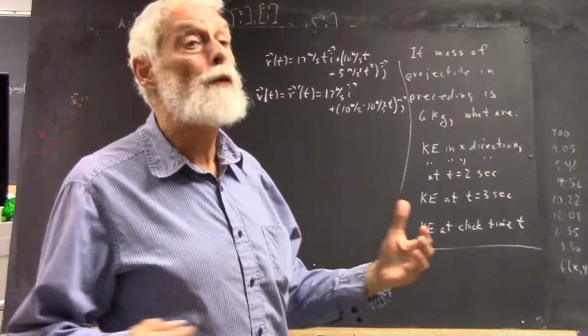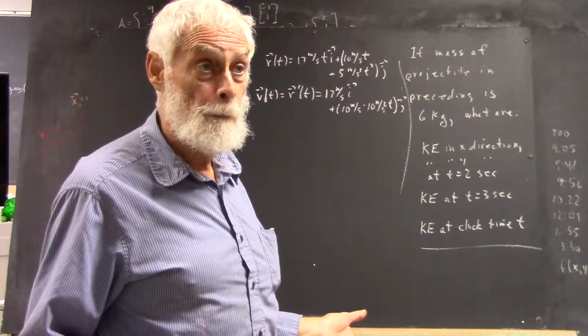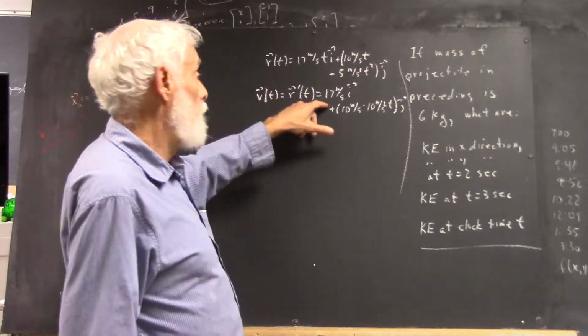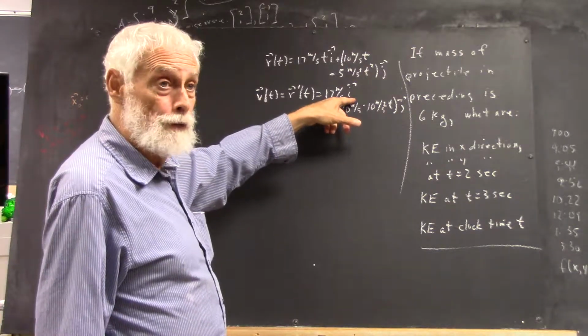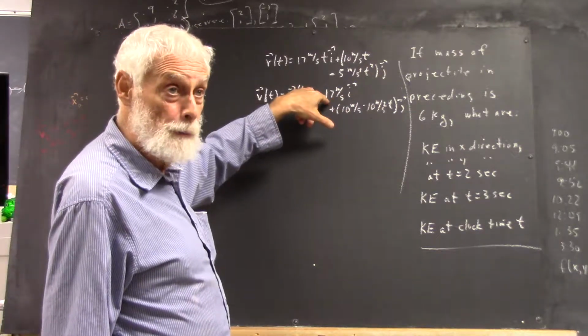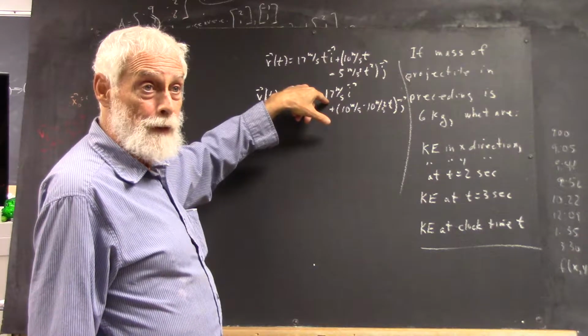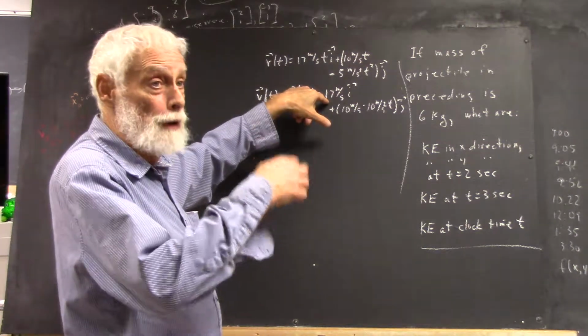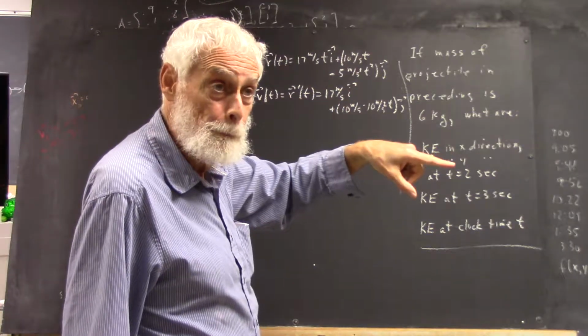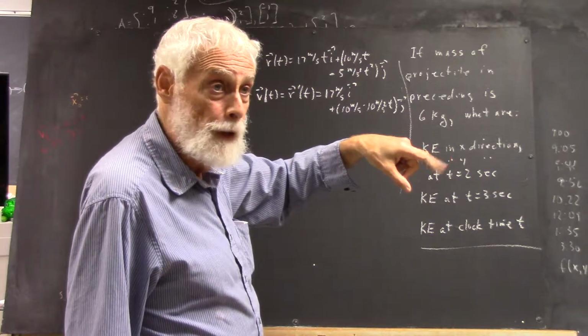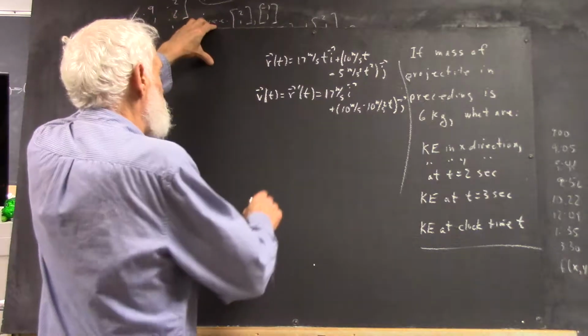Now, if you want to know the kinetic energy of this projectile, you could find the kinetic energy in the x direction, plug in 2 seconds for t. Well, it's always going to be 17 meters per second, right? So kinetic energy is always 1/2 mv squared for 17 meters per second for the x direction, right? Okay? I did mine wrong. So let's make that observation.